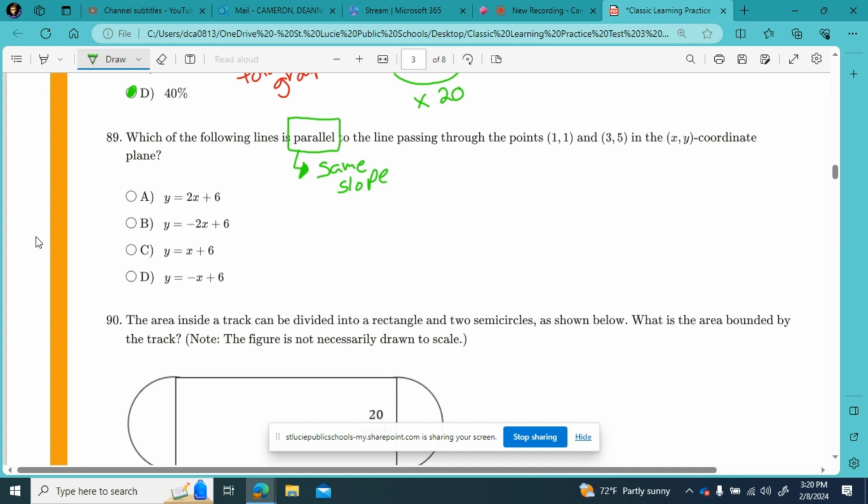So I can find a slope between these 2 points, either by graphing it and counting the slope. One point is at (1, 1), so right 1, up 1. The other point is at (3, 5), so right 3, up 5: 2, 3, 4, 5.